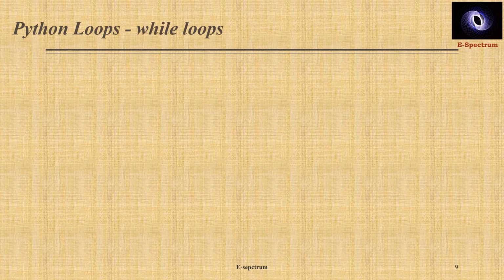The next part that we will see is loops. Whenever I want to do a particular activity repeatedly, I basically use loops. There are two loops present in Python programming. One is the while loop, the second is the for loop. Let us go one by one. We will discuss the while loop first.